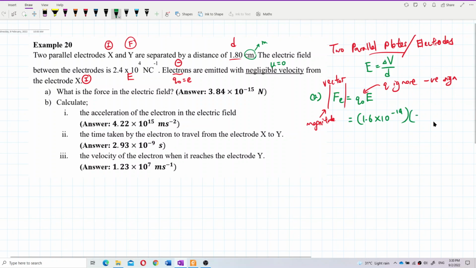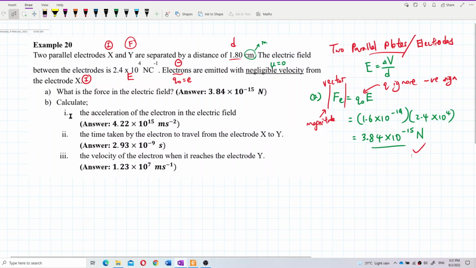So 1.6 × 10^-19 multiplied by 2.4 × 10^4. The answer is 3.84 × 10^-15 Newton. That's my electric force. Is that correct? Yes, that's correct. Okay, so now let's move on.